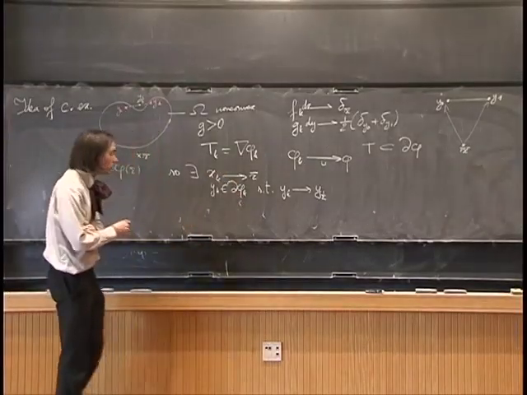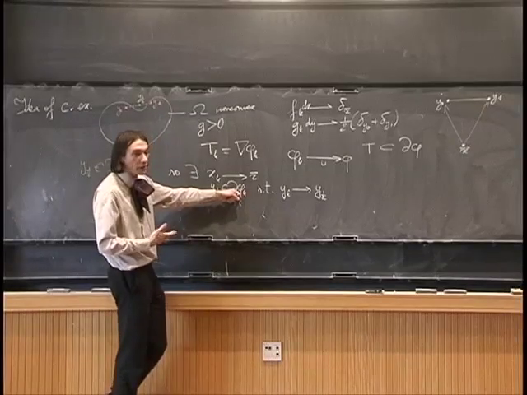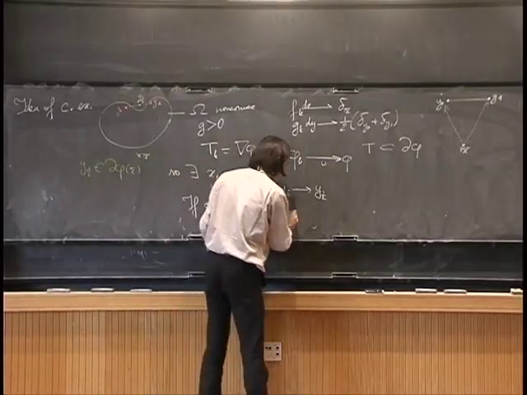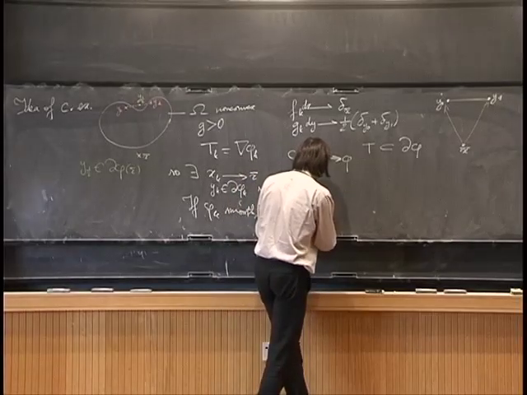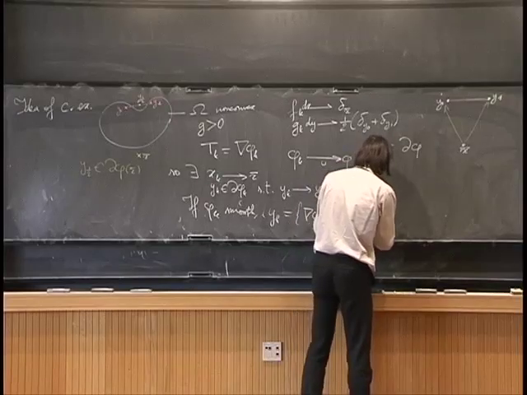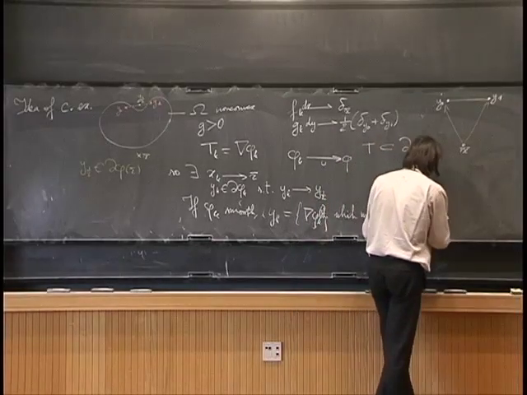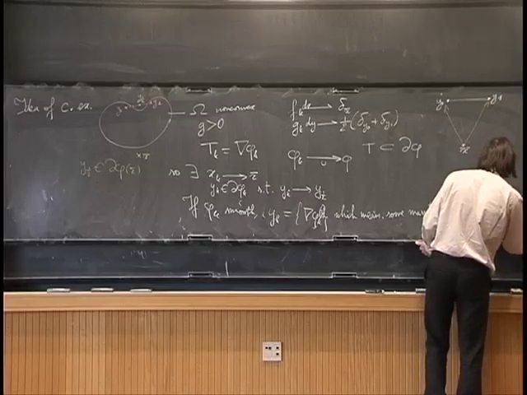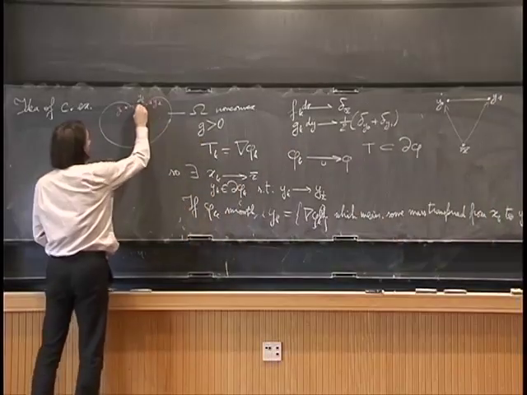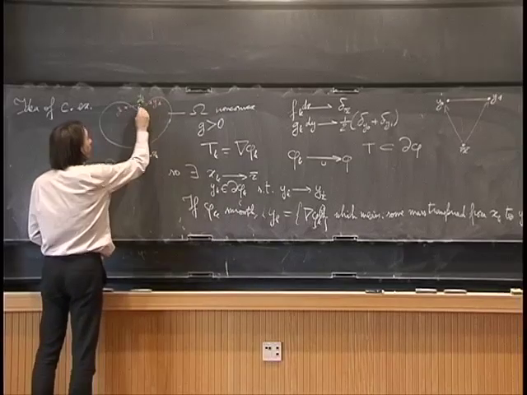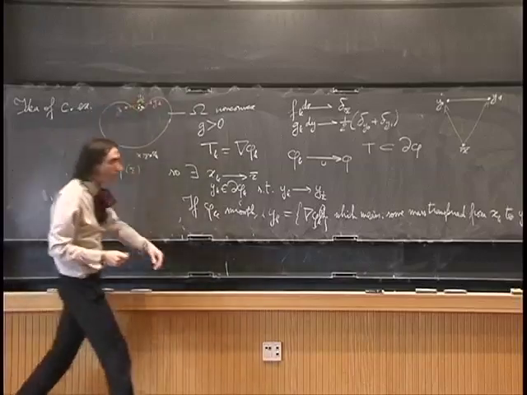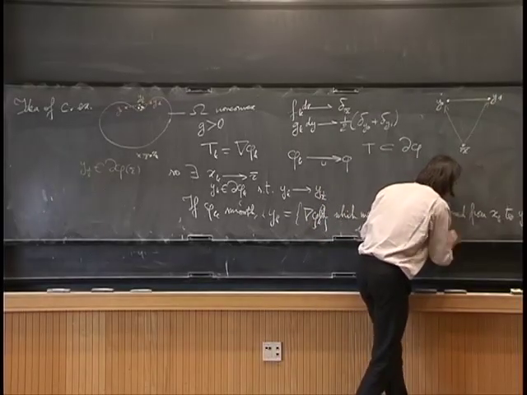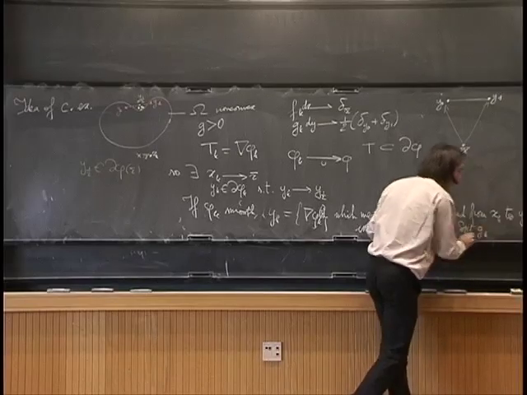If phi k is smooth, then the subdifferential coincides with the differential. Then yk is equal to grad phi k of xk, which means some mass is transferred by the optimal transport solution from xk to yk. But yk is somewhere here, xk is somewhere here. And of course, you see that's impossible, because yk does not belong to the support of gk for k large enough.